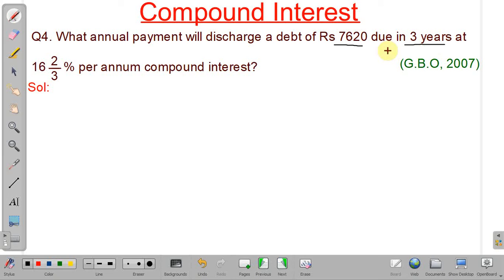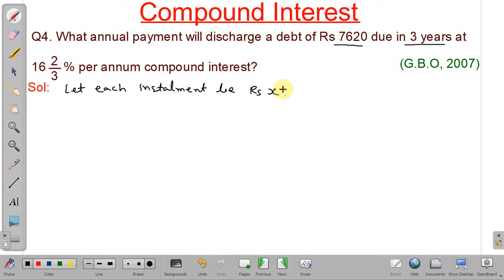So one should pay after the first year, then after the second year, and then after the third year. The rate is given as 16 by 3% compound interest, that is 50 by 3%. So we will assume each installment be rupees X. We have to find each installment. So how can we solve this problem? In this problem, the concept of present worth will be used.